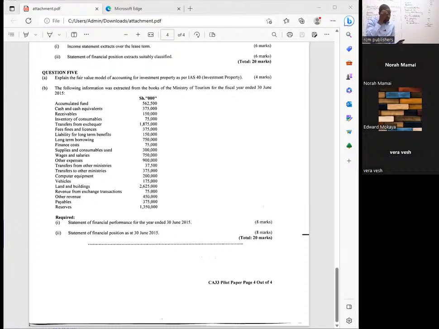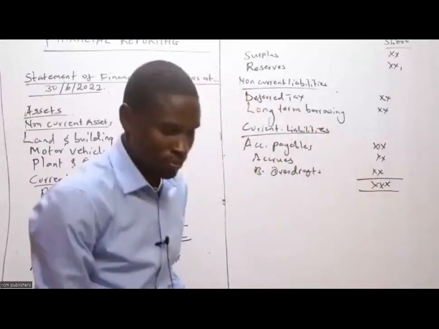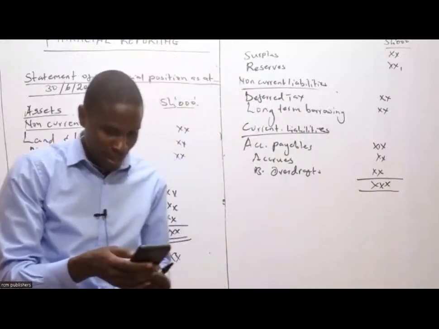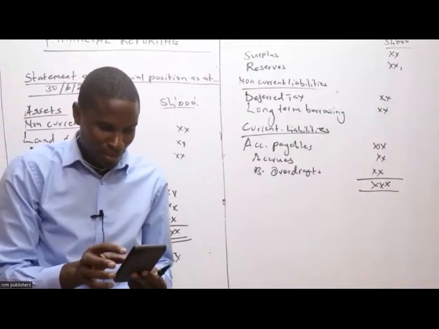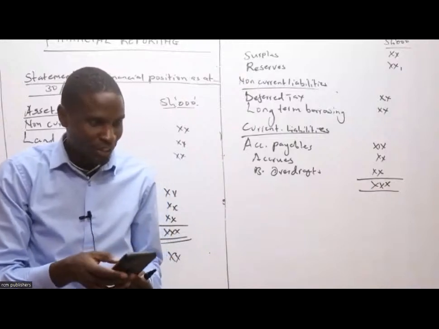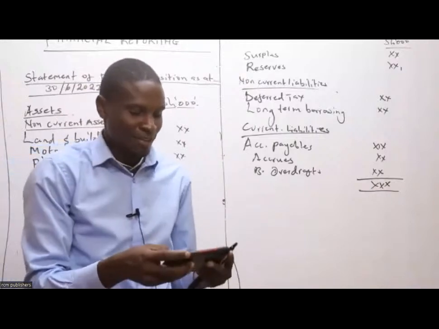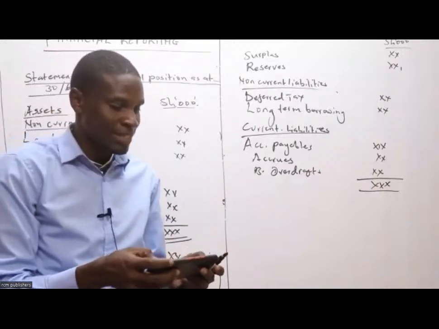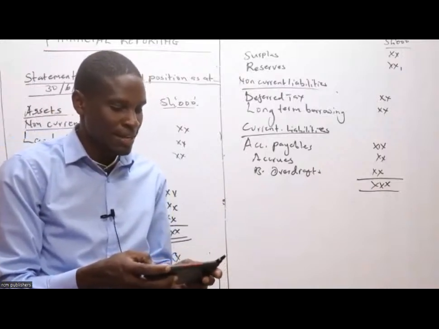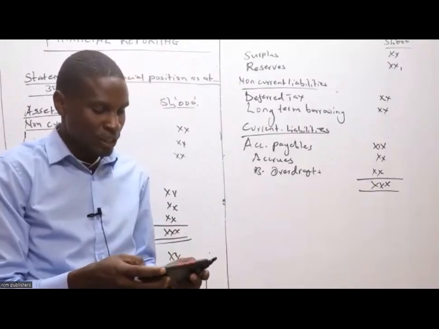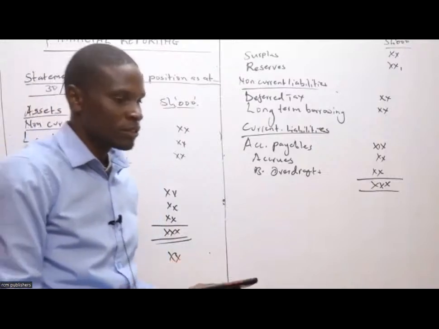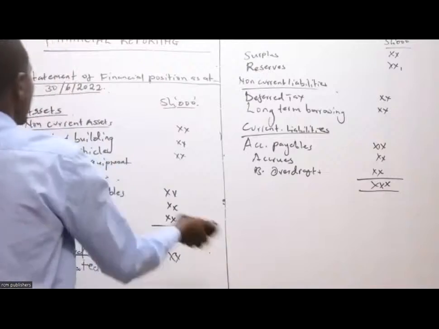So this question is a very interesting one. How many marks did this examiner give these people? Ni marks ngapi amewapatia? Angalia tu hiyo swali vizuri. How many marks? 16 marks. Inaweza kuokolea sana. Na si kitu ngumu. You just follow the instructions.